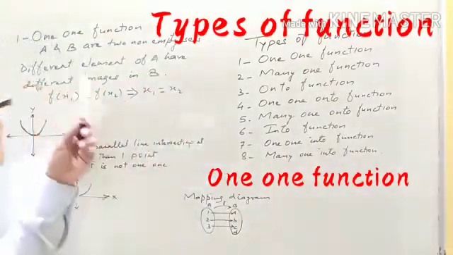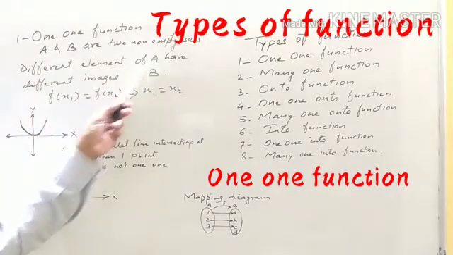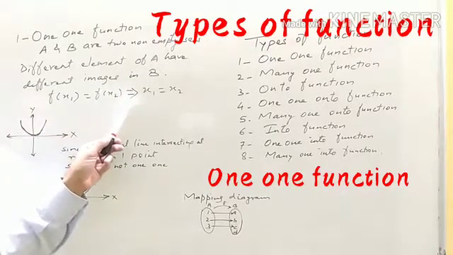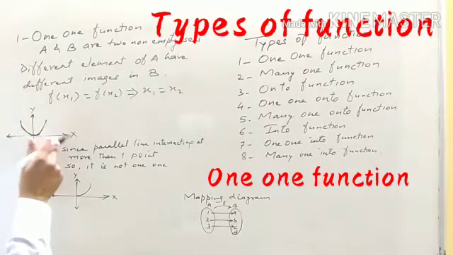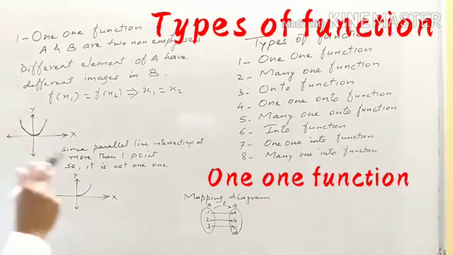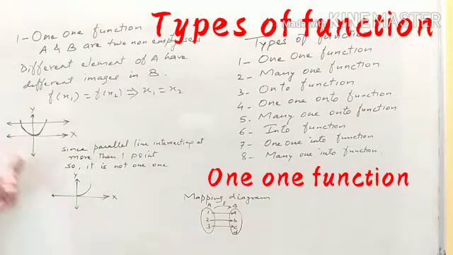So let us discuss first the one-one function, in which A and B are two non-empty sets. The different elements of A have different images in B. For that, f(x1) = f(x2) implies x1 = x2. Through a graph, we will try to understand. On graph paper, when we draw this figure, we see on the x and y axes this parabola, and when we draw a line parallel to the x axis, we see that it intersects the curve in two distinct points.